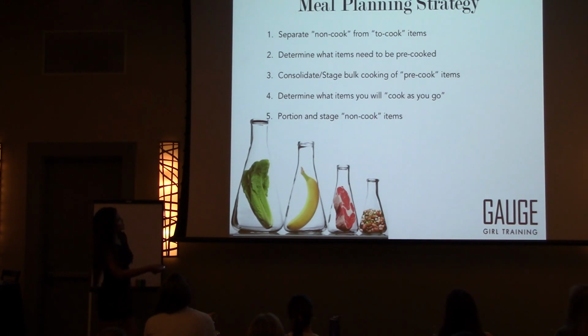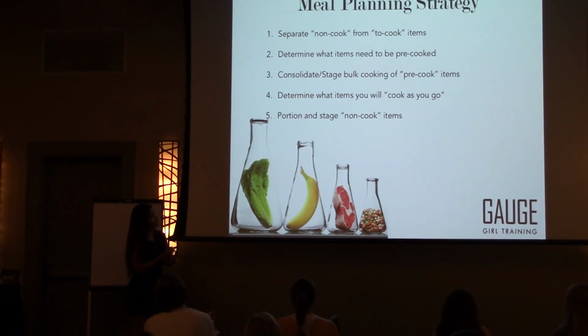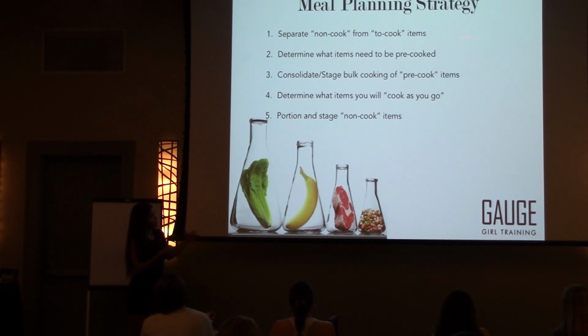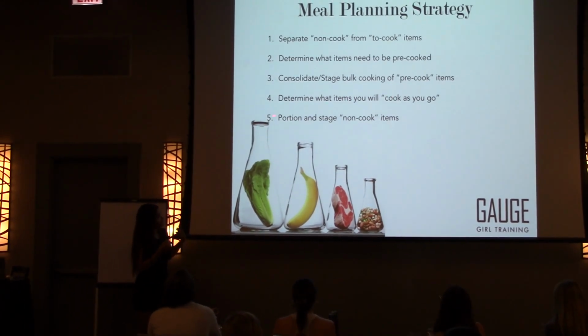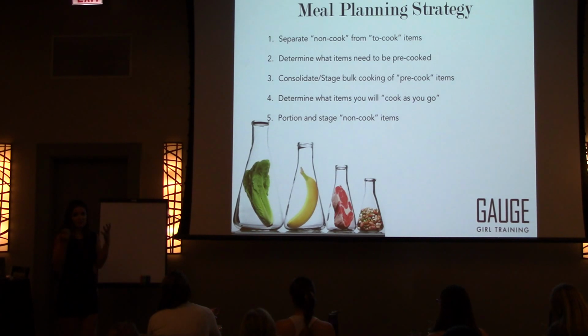So, in general, this is a really good strategy to not get overwhelmed by your meal prep. Separating what you're not going to cook from what you're going to cook. Determine what items you need to cook ahead of time. Stage the things you need to cook. Determine what you will cook as you go. And then stage. It sounds pretty straightforward, but I know sometimes you look at a menu, people get overwhelmed. How am I going to implement this? And I put a lot of YouTube videos together explaining.